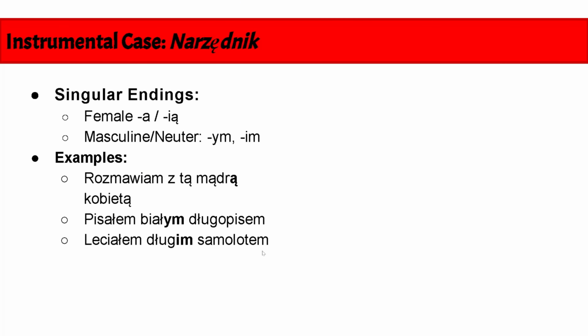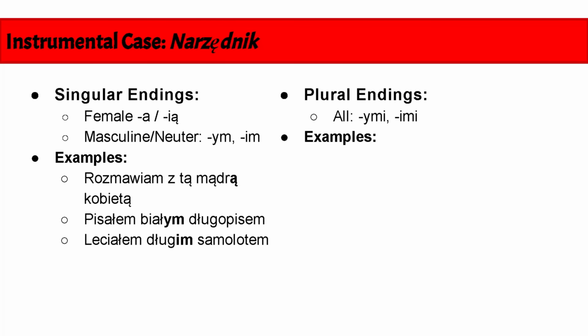Leciałem długim samolotem. I flew a long plane. That's basically what that means. Or I flew on a long plane. Samolot, masculine. Długi has to take that masculine because samolot is masculine. So again, narzędnik, masculine, ym or im. For długi, it would be długim samolotem. Leciałem długim samolotem. Now let's look at the plurals. For every gender in the plural, it will either be ymi or imi. The adjectives will end in one of those two. So now look at some quick examples.